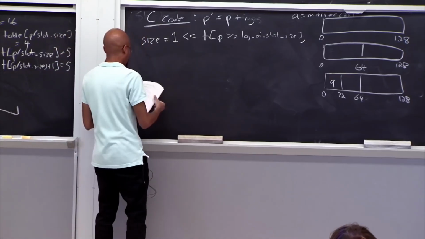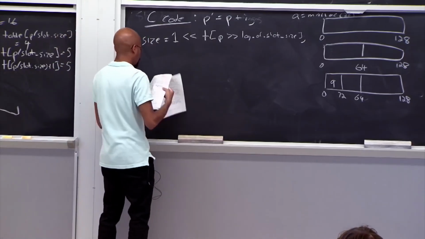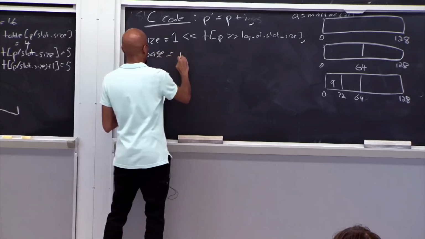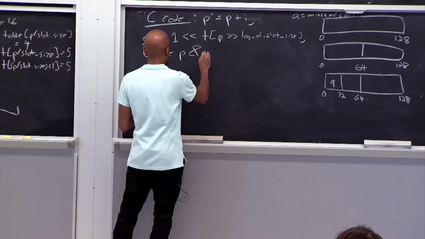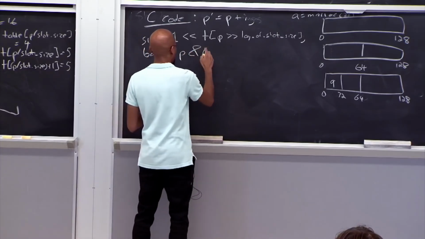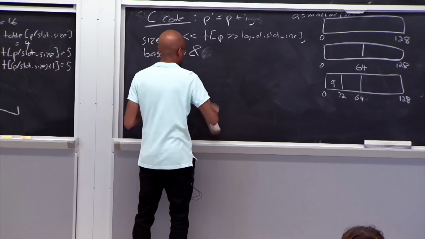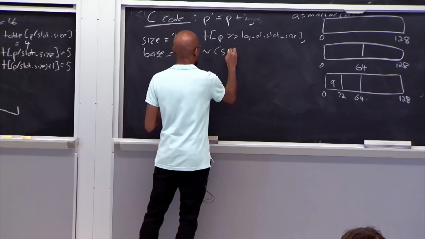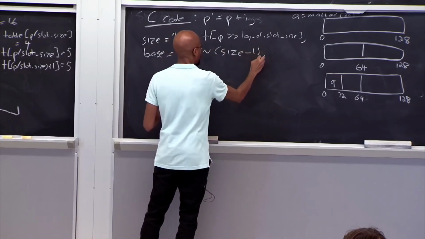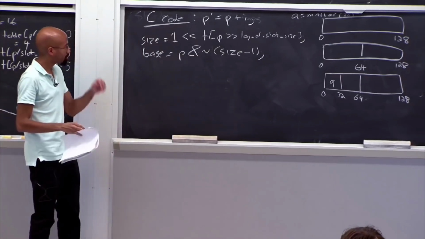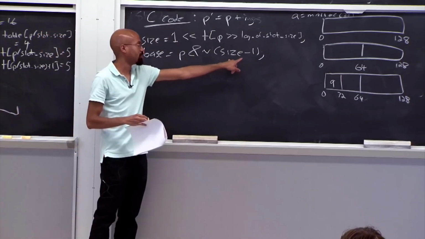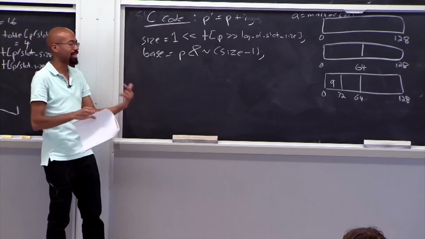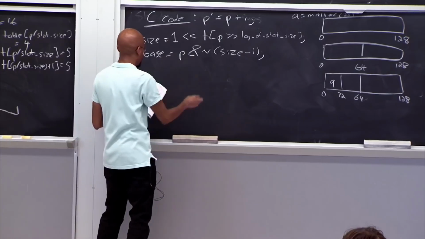Okay? And then if we want to find the base of that pointer, we take the pointer itself, and then we're going to AND that with the size minus 1. Now what this is going to do is actually give us a mask, if you can think of it. And that mask is going to allow us to recover the base here.